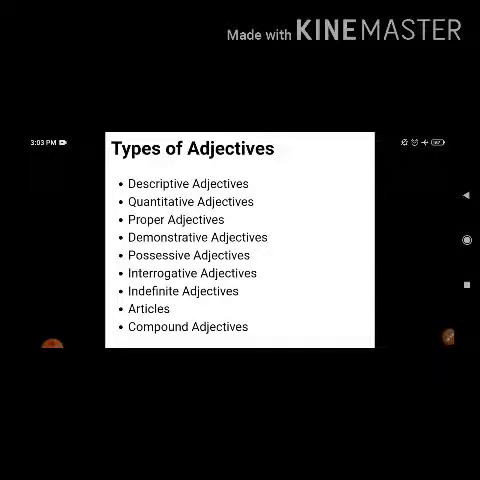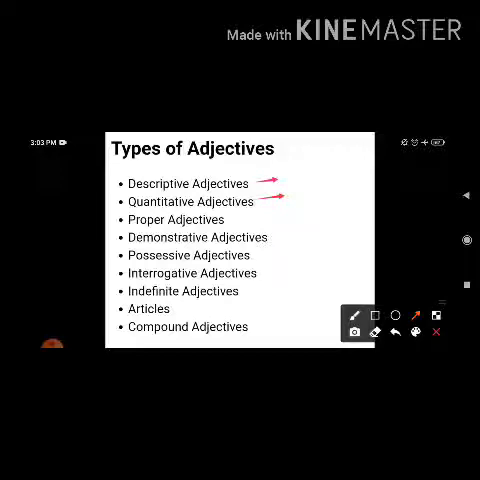Descriptive adjective, which is also called a qualitative adjective, tells us about the quality of a noun. And another one is quantitative adjectives. Quantitative adjectives tell us about the number of nouns. The noun can be in numbers, right?